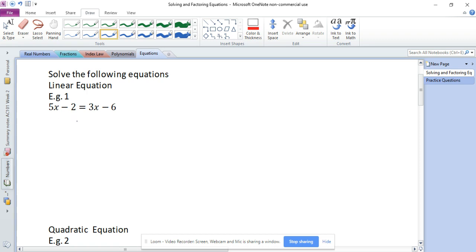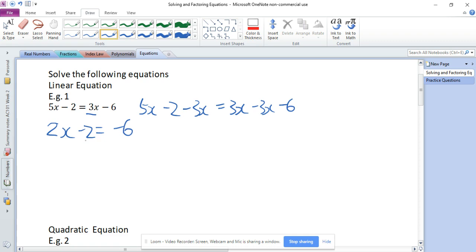Then I'm going to move the terms. How can I move the variable terms to one side? For example, I need to move 3x to one side. Here is positive 3x, right? I need to get rid of 3x, so I need to take away another 3x. In other words, I need to do minus 3x on both sides, such that the right hand side will become 0, and 5x take away 3x is 2x. 2x take away 2 is equal to minus 6.